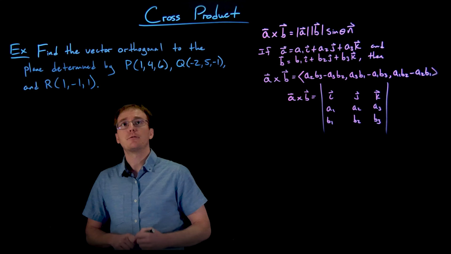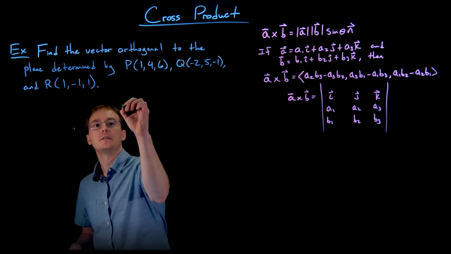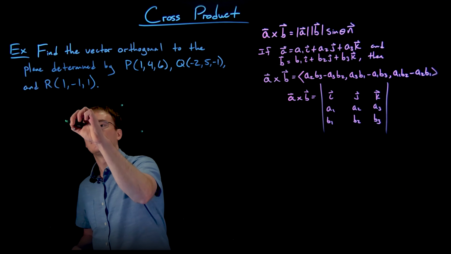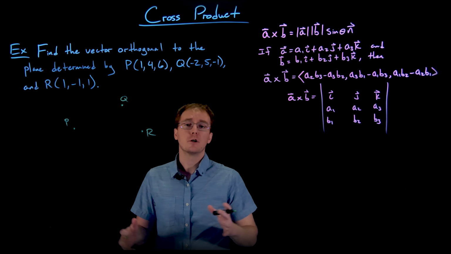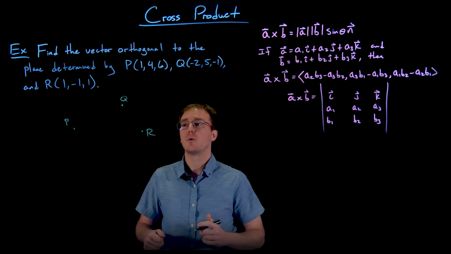And so the idea is, if we have 3 points, P, Q, and R, those 3 points floating around in three-dimensional space are going to form a plane.